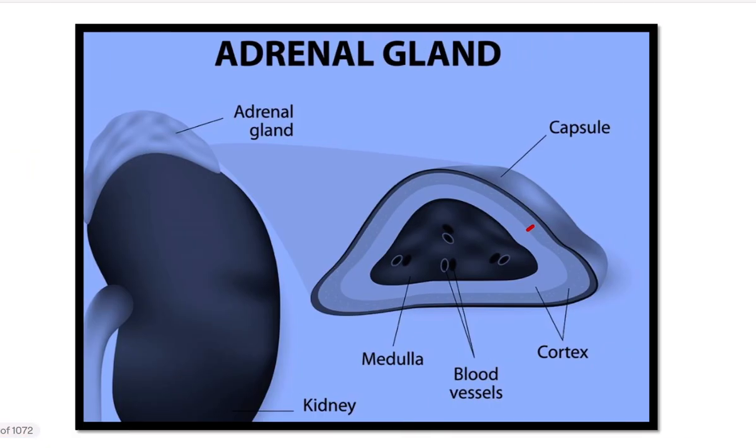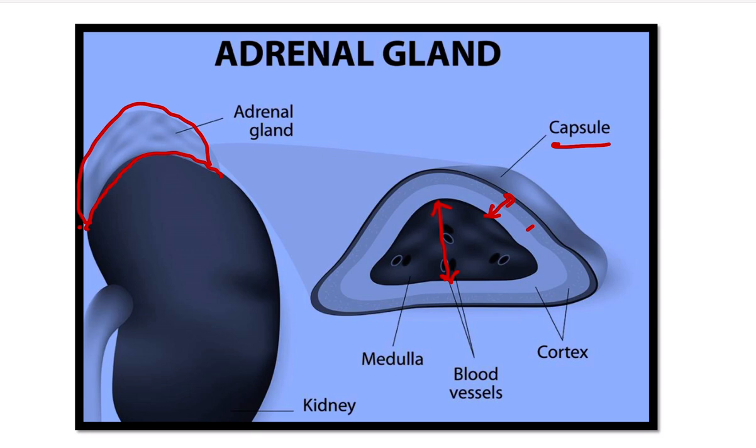So first of all, let's see the adrenal gland. The adrenal gland is located in the upper part of the kidney, and it is usually semilunar or triangular in shape, and this is the cut section of the adrenal gland. Here we can see the outer part, which is the adrenal cortex, and the inner part, which is the adrenal medulla, and outside the cortex there is the capsule of the adrenal gland.